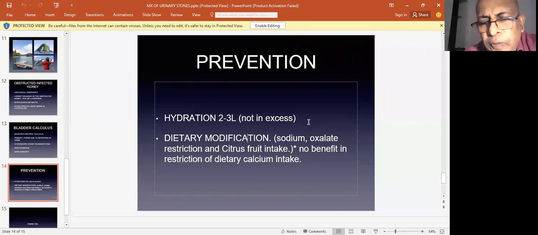Yes, there are two problems when there is an obstructed infected kidney. One is the sepsis that will kill the patient, right? So the first thing you do is manage the sepsis. Send his urine, send his blood, start IV antibiotics. There's nothing wrong in doing that. What is wrong is to keep doing that. Now, you're the house officer, the patient comes in the night. What can you do? You can't do anything except send the urine, send the blood, start on IV antibiotics.